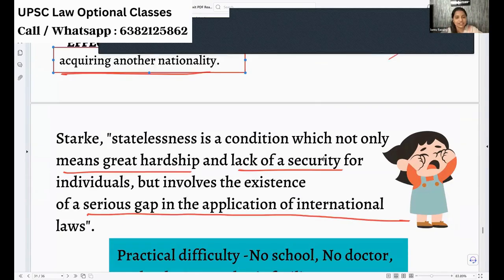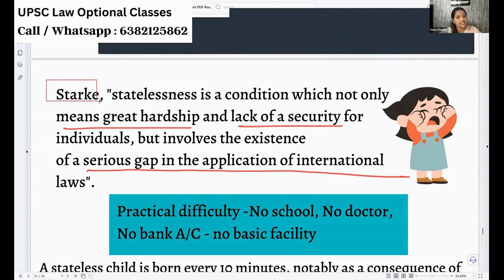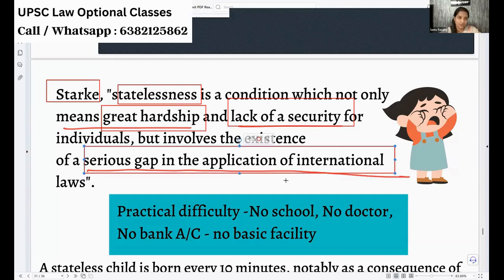Okay. Now we have a definition given by Starke. He says that statelessness is a condition. It's a great hardship. Not only is it a great hardship, it is a lack of security. It is a serious gap in the application of international law to individuals. I cannot say which state you belong to. Then who will I hold responsible? I cannot only hold the individual responsible. I have to talk with the state, get the compensation, right? So statelessness is a great hardship, a lack of security, and a serious gap for the application of international law.